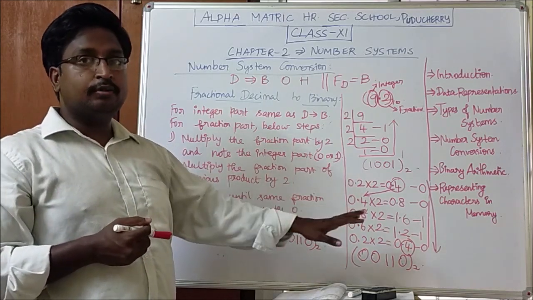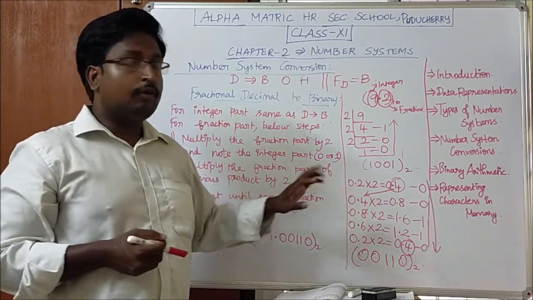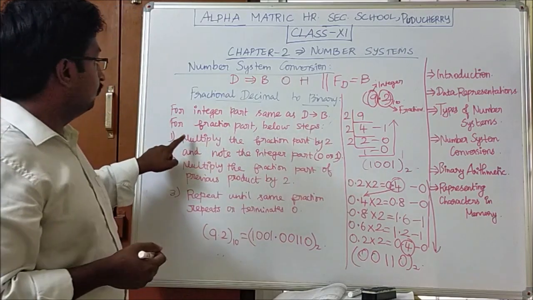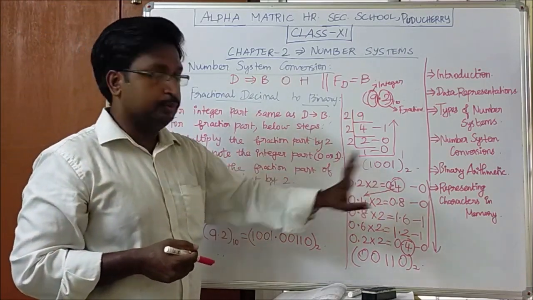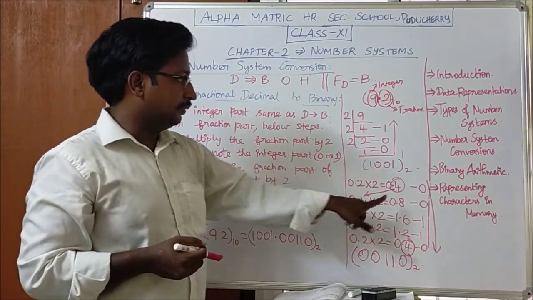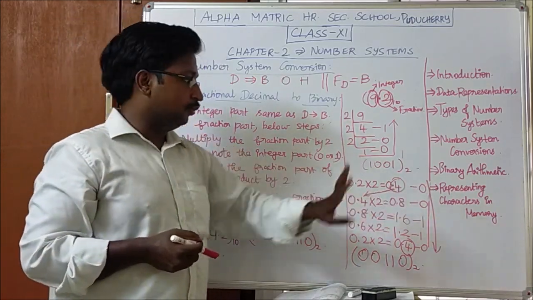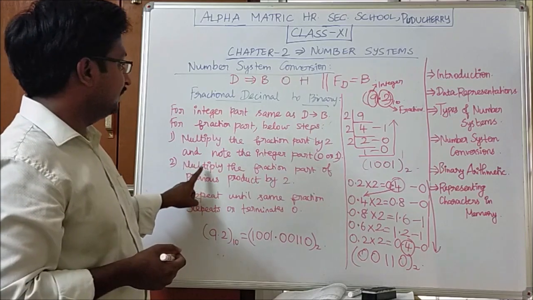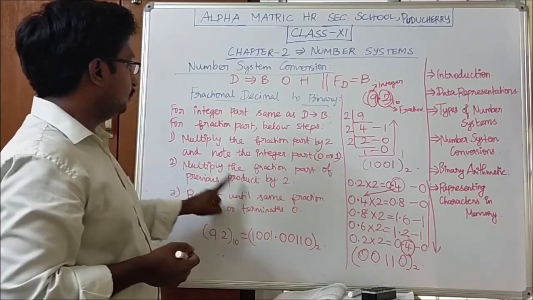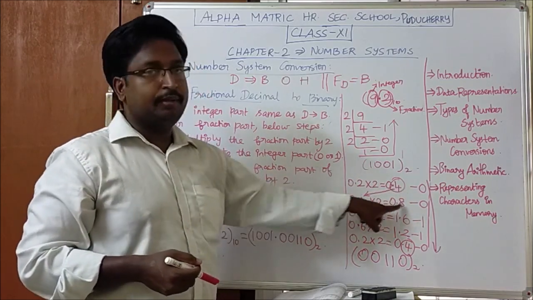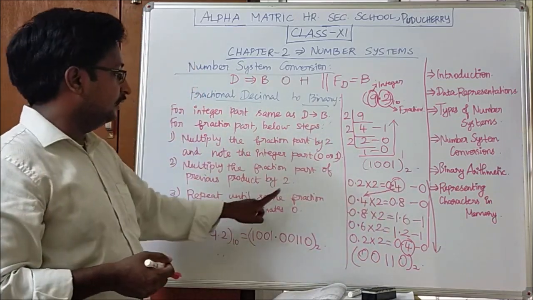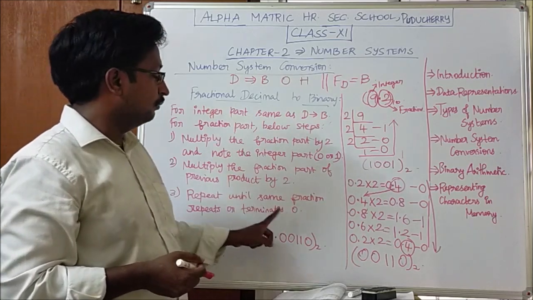Now let us come back to the steps. First, multiply the fraction part by 2, and note the integer part, that is 0 or 1. Again, multiply the fraction part of the previous product by 2. Repeat until the same fraction repeats or terminates at 0.